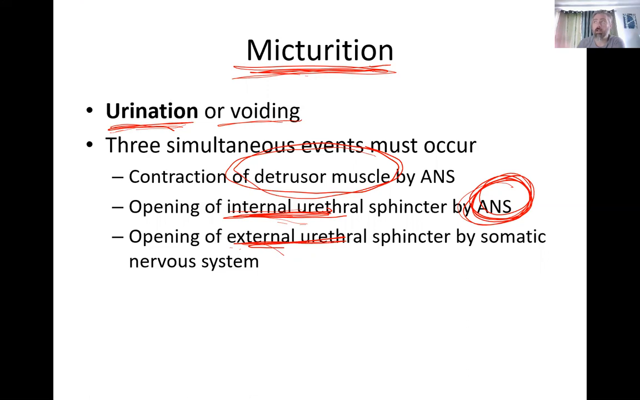We'll close it off here. And then in the next and final set of slides, we'll talk about the reproductive system and a little bit about development.